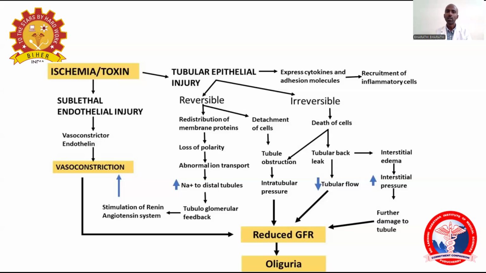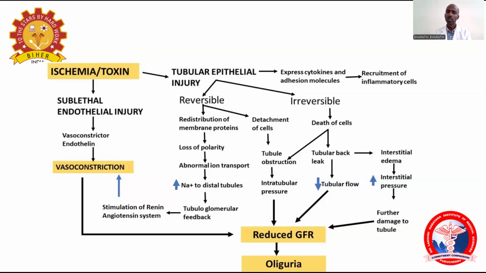Now, if the tubular epithelial injury is irreversible, what will happen? If it is irreversible, the cells will die. So there is death of the epithelial cells. Once the cell is dead, ultimately it will fall off from the basement membrane. There will be no attachment, so it will shed into the lumen. Again, they will cause tubular obstruction and increase the intratubular pressure, resulting in reduced GFR and anuria.